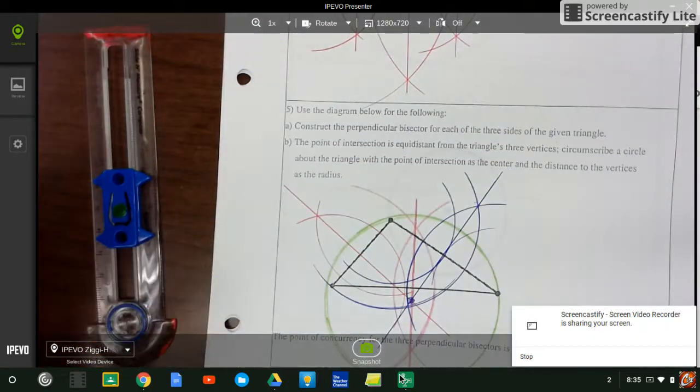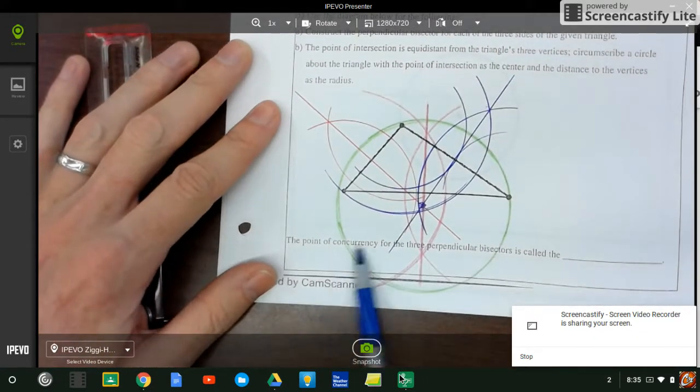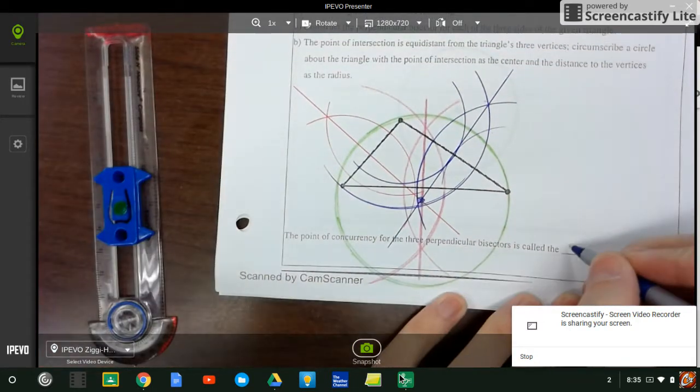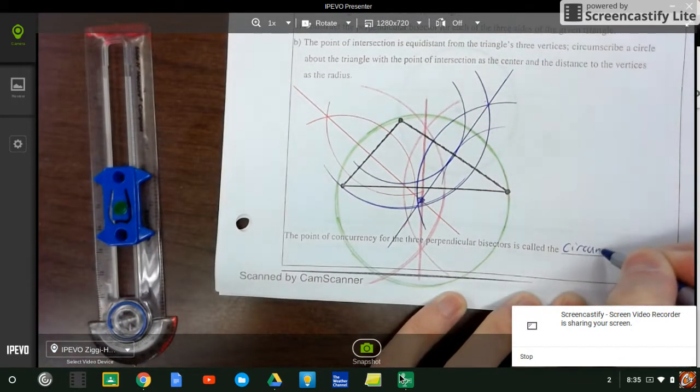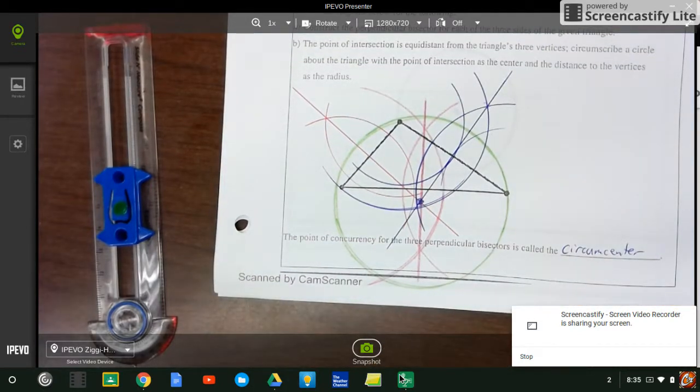Okay. Now, we're going to talk about this tomorrow about what this point is called, but this point of concurrency is called the circumcenter. And we'll talk about that tomorrow. Okay, let's look at another.